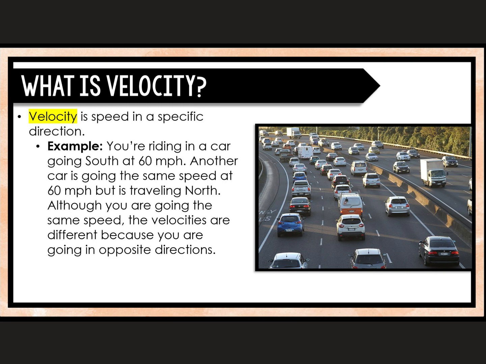Another car is going the same speed at 60 miles per hour but is traveling north. So the velocity is the speed, 60 miles per hour, with the direction, north. Although you are going the same speed, the velocities are different because you are going in opposite directions.